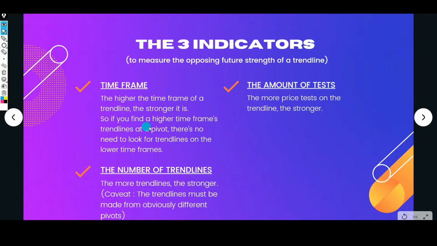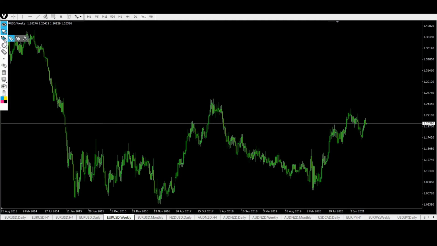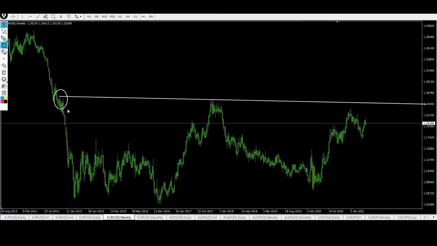So if you find a higher time frame's trend line at a pivot, there's no need to look for trend lines on the lower time frames. For example, on this weekly chart, we found a trend line from this general pivot right here. 3 touches. Now if we find a trend line on the higher time frames, generally from the same pivot, then there is no need to take into account this weekly trend line to measure the future strength of a given pivot. Like I showed you earlier, on the monthly chart, there exists a trend line roughly from the same pivot. So let's go over to the monthly chart.